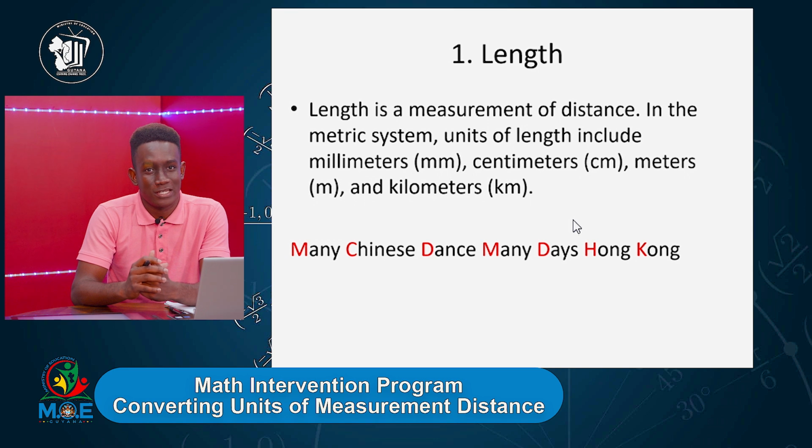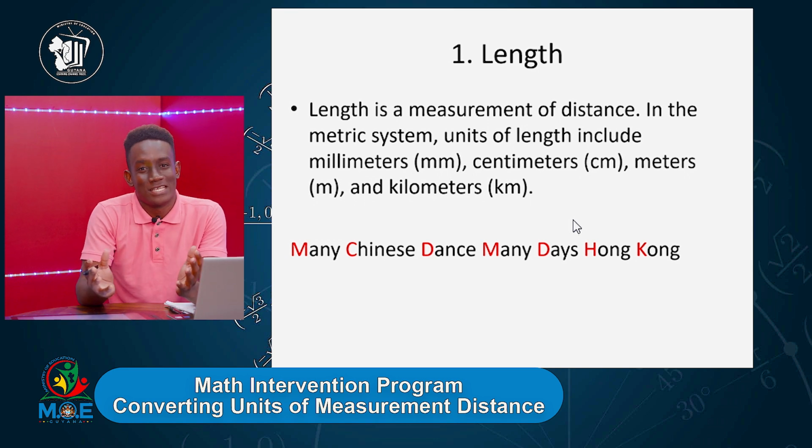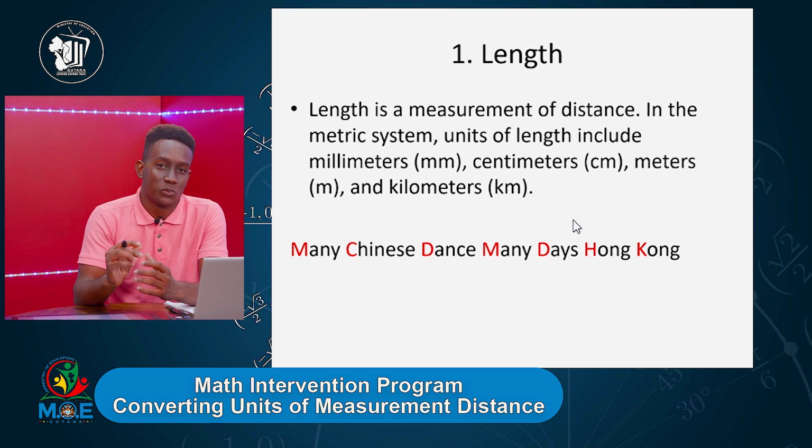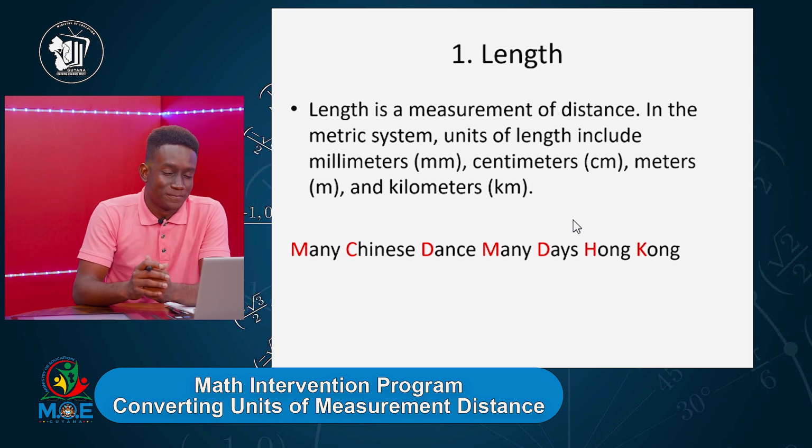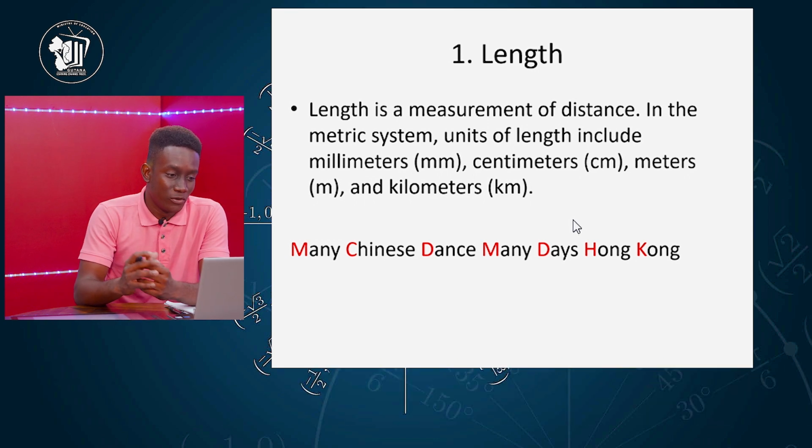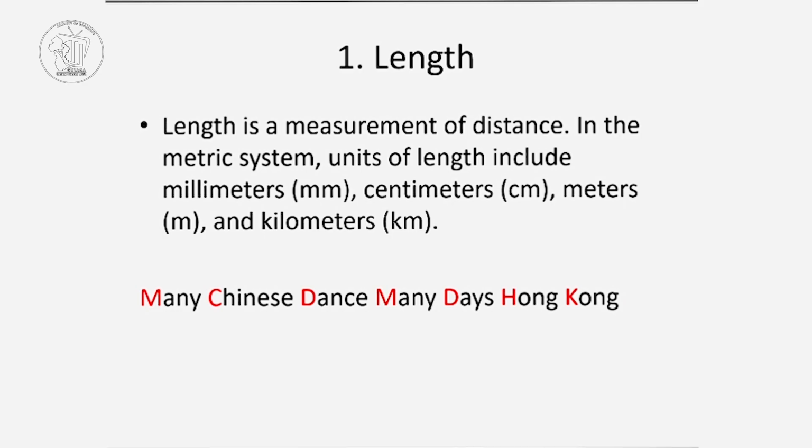And the mnemonic, if we know English, it's a sentence or a rhyme in which we use the first word or the first letter in the word to represent something else. And for the mnemonic that we'll use for length, it goes like this: many Chinese dance, many days Hong Kong. Now that is the mnemonic that we'll use. M will be for millimeters, Chinese, C for centimeters, and so on. So it will go like this: many Chinese dance, many days Hong Kong.